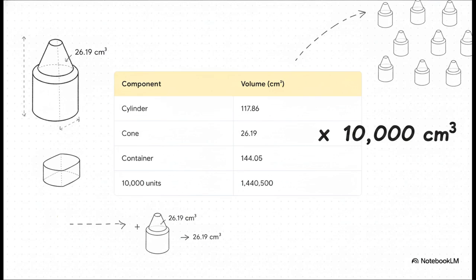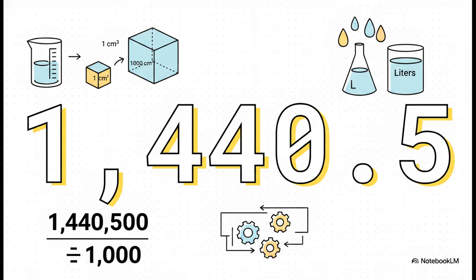But remember, Salim isn't making just one, he's making 10,000. So we multiply that single container volume by 10,000. That gives us a massive total of 1,440,500 cubic centimeters of ice cream needed for the month. But wait, we aren't quite done yet.